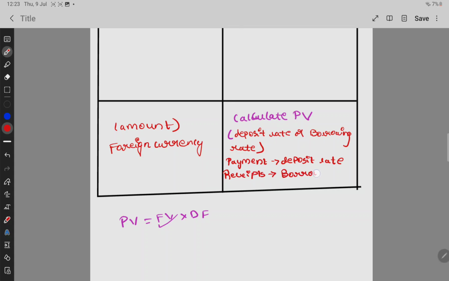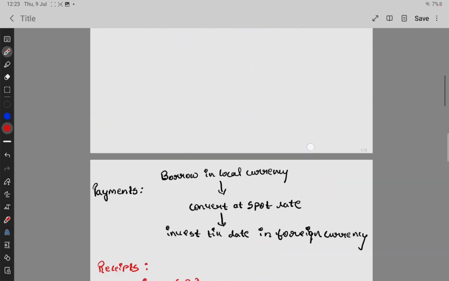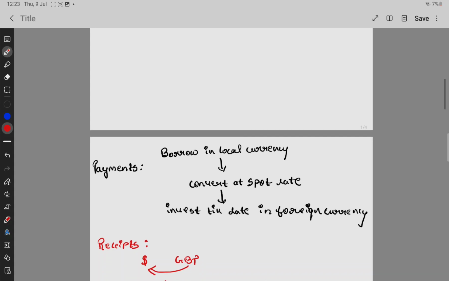Sorted? Very easy. So which rate to use? No need to confuse. In a payment scenario, what do you do? You invest in foreign currency, then convert into your local currency. Correct. So you are depositing there. So in payments you are depositing.